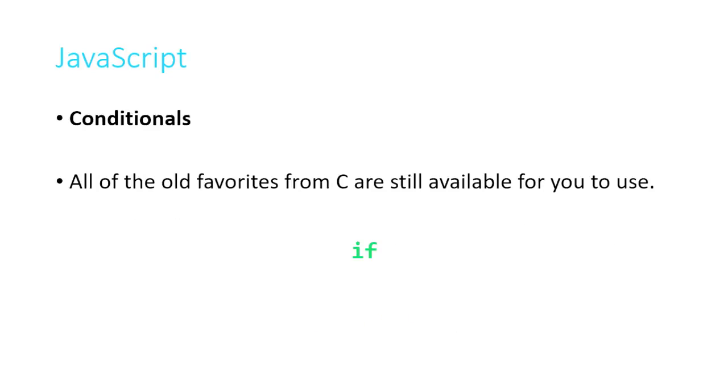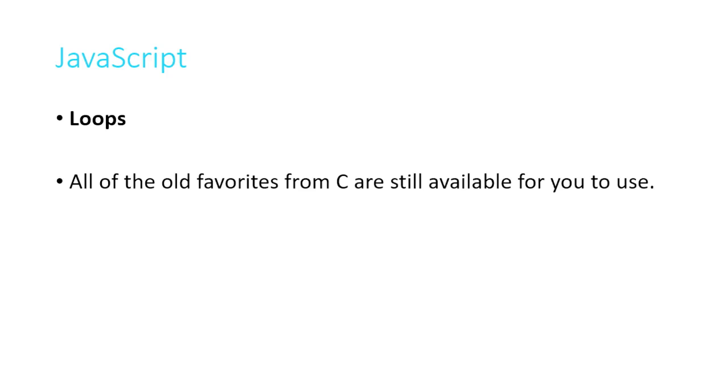Conditionals, all of the old favorites from C are available for you to use. If, else, switch, question mark, colon, all of those are fair game. We're not going to get into detail on those at all because we've covered them in our videos on C, but they're all here to use in JavaScript and behave pretty much exactly the same. Loops, meanwhile, all of the ones we're familiar with from C are also still available.